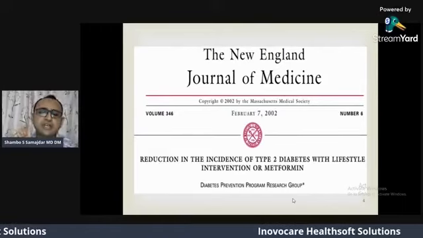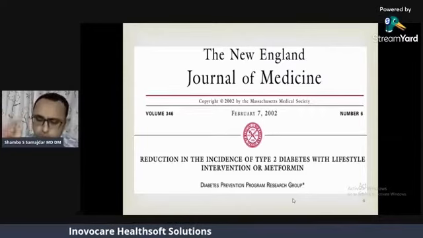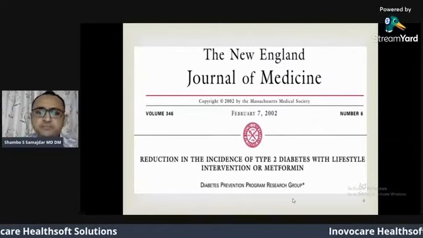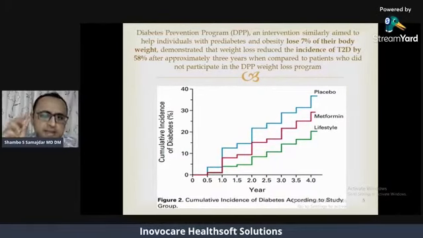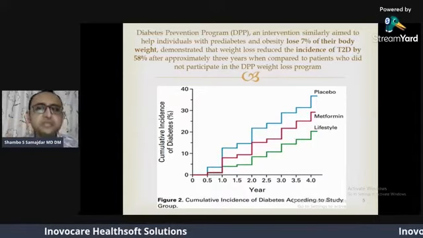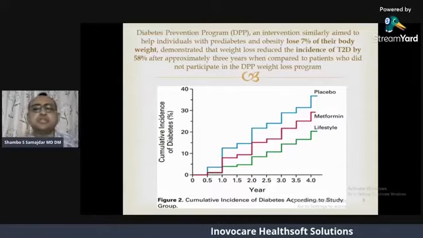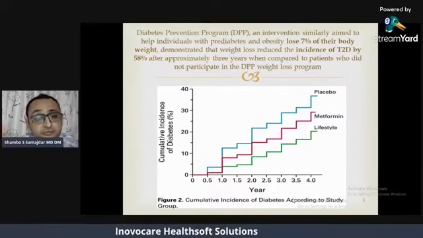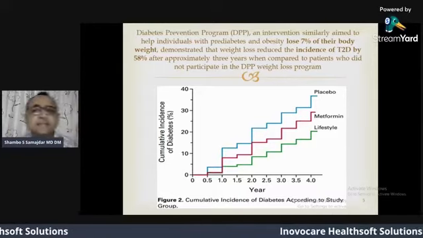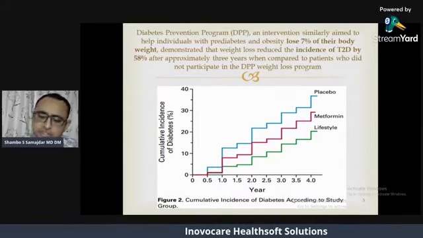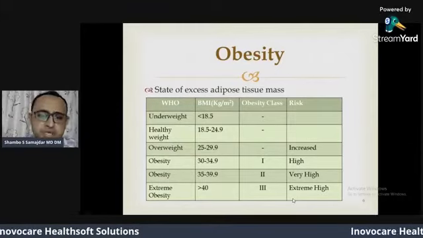So this was the first interventional trial published in NEJM, which shows the reduction in the incidence of type 2 diabetes by lifestyle modification. The loss of 7% of body weight was demonstrated with a reduction in the incidence of type 2 diabetes by 58%. So we can see here it is much better than the metformin arm also. So this is the importance of reduction of body weight, and we need to give emphasis on that.